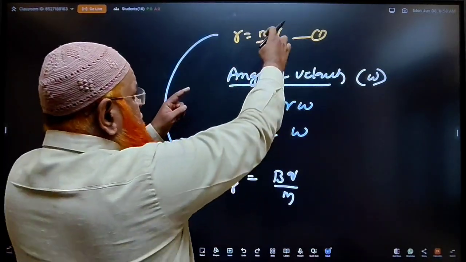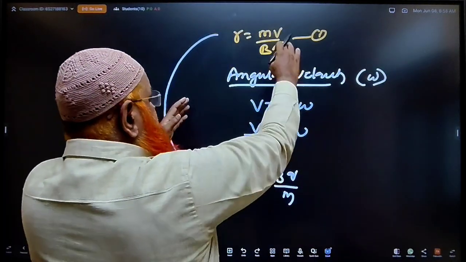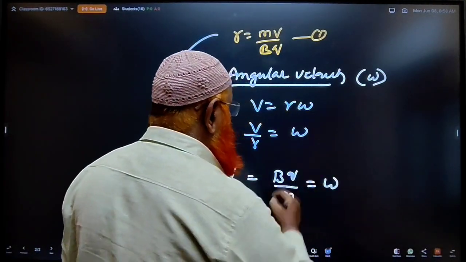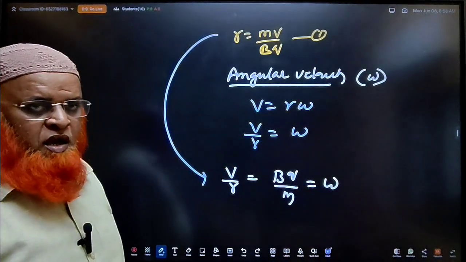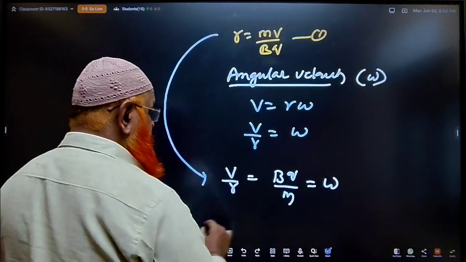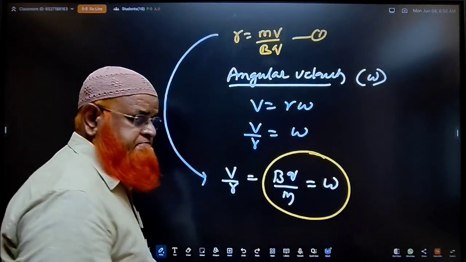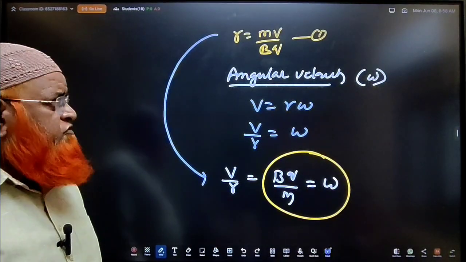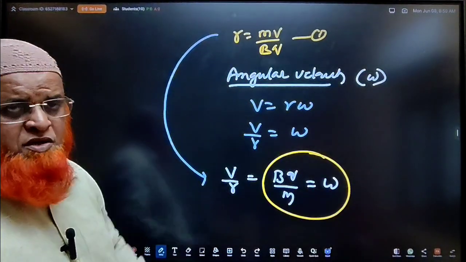From this formula, V by R, BQ upside, M below that one, which is called the formula for angular velocity. Okay, so what is the formula for angular velocity now? The formula for angular velocity is nothing but BQ by M. We got it from the basic formula R is equal to mv by bq.